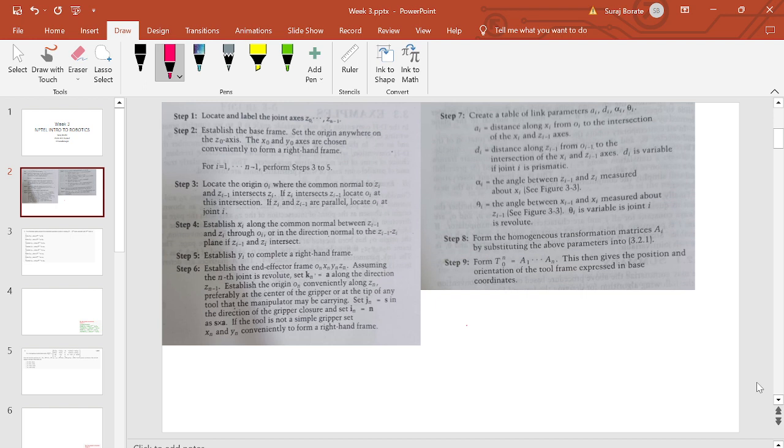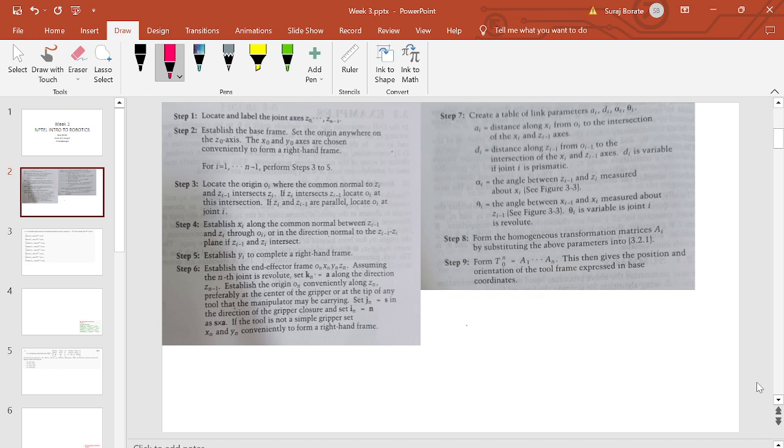Then we establish Xi along the common normal that intersects Zi minus 1 and Zi. So Xi is basically perpendicular to both Zi minus 1 and Zi. Then we put Yi in a way that completes the right-handed frame. And for the end effector frame, we just copy the n minus 1 frame.